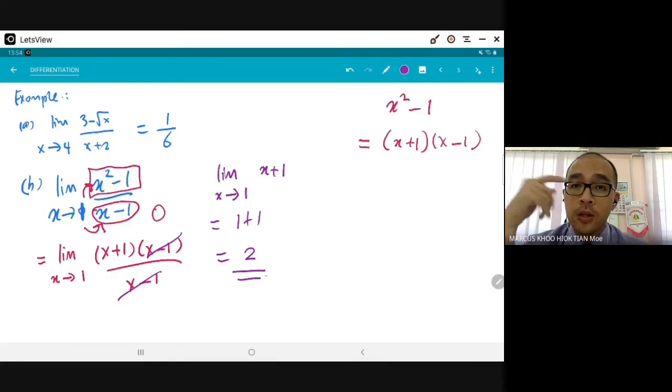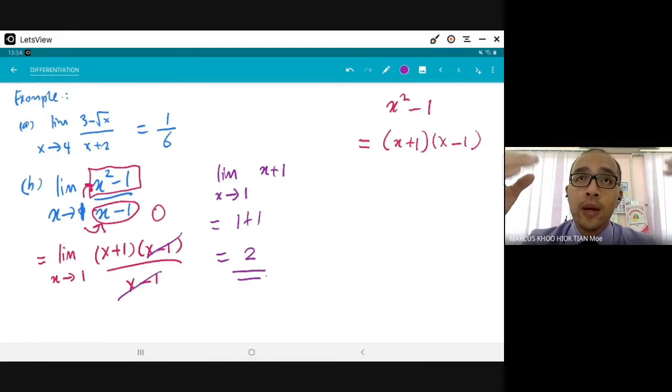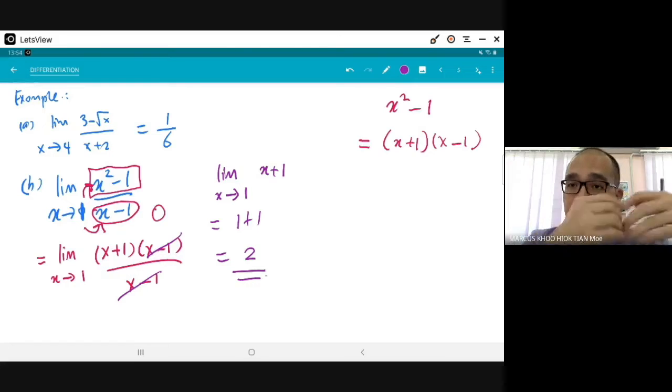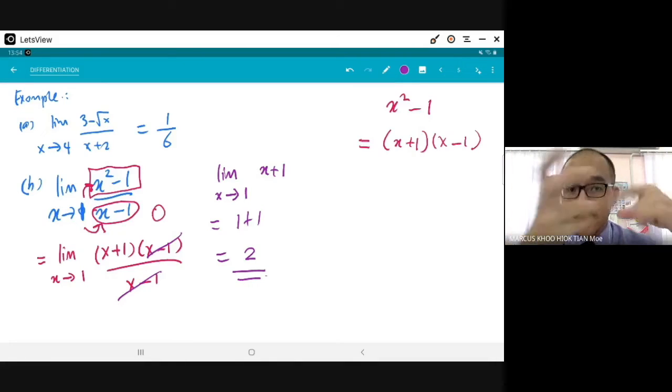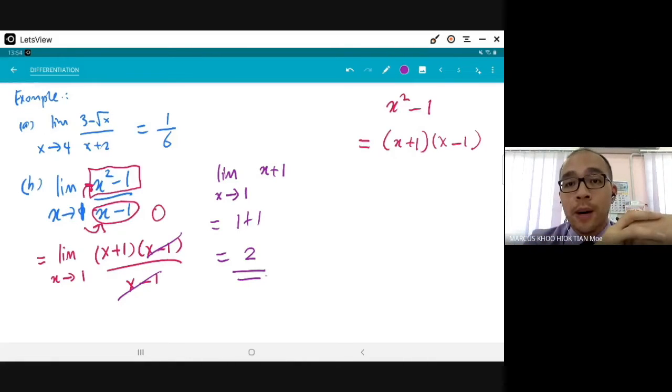Okay, so the point is this. Whenever you find an equation and you have to substitute a limit, and you find that if I substitute the limit but the denominator is equal to zero, you cannot. So that means you have to change the equation. One of the ways to change it is by factorization, which is this example. That's one of the ways to change it.